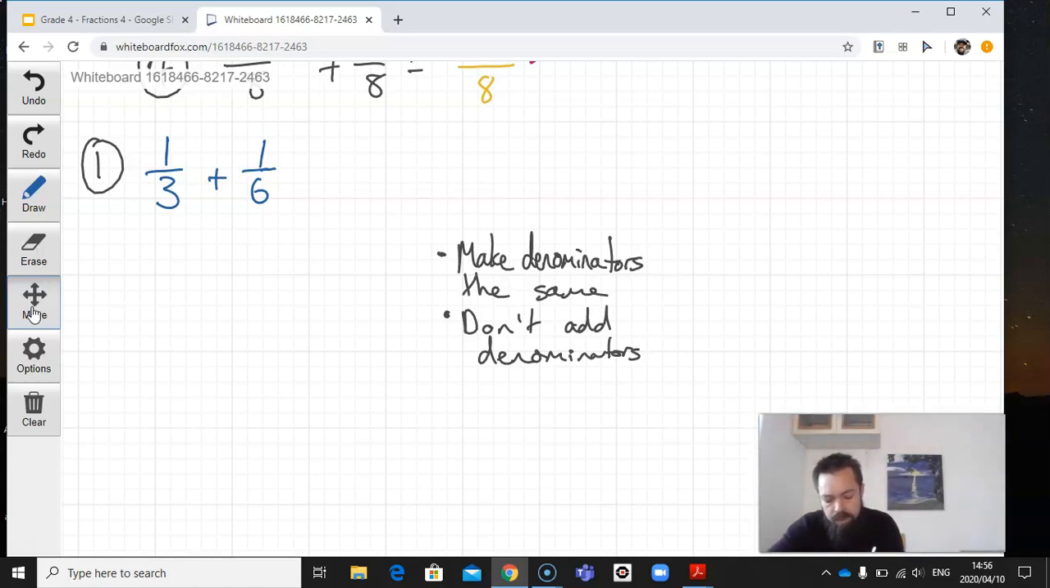So we're going to use equivalents to make the denominators the same. First up, we need to make sure our denominators are the same. And because this one is a 3 and this one is a 6, we can't add them yet. So we've got to make them both the same. Now I notice that I could do something to a 3 to make it into a 6. What I could do is to times it by 2. And what you do to the bottom, you do to the top.